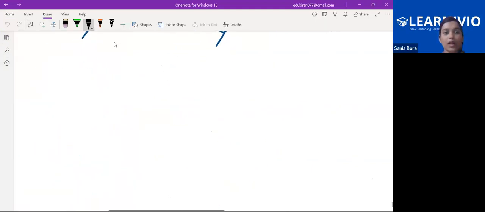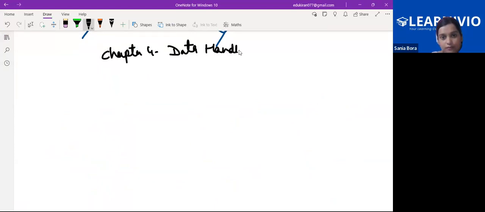So the chapter is chapter number 4, which is data handling. Now over here, first of all, pictograph. The very first concept which comes is pictograph. Picto and graph. That means whatever data is given to you, you are going to represent it with the help of pictures. That is called pictograph.